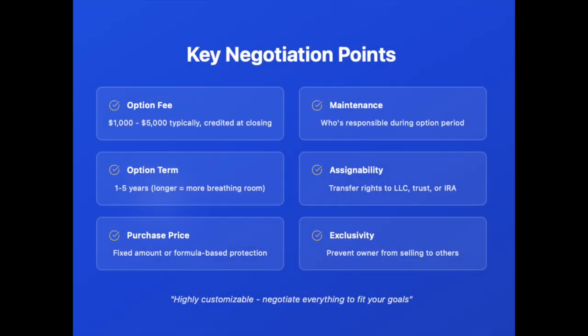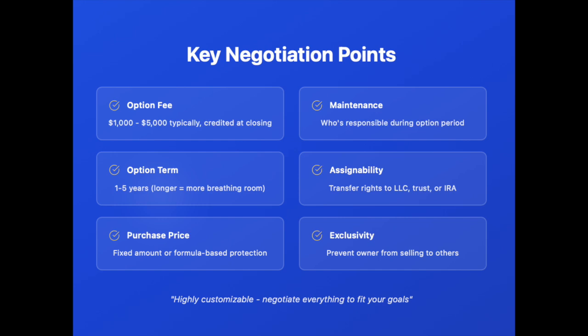Oh yeah, that's huge. It's presented as highly customizable. Unlike maybe a standard state purchase agreement, an option agreement lets you negotiate almost everything. What are the key things the sources say you can tailor? Well, first, the option fee we talked about. Right, the $1K to $5K-ish. Yeah, you negotiate the exact amount and definitely negotiate whether it gets credited back at closing. That's a key point.